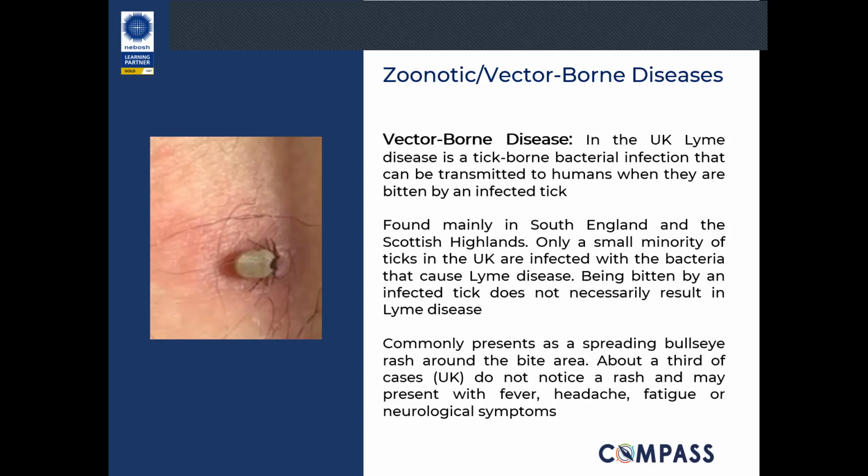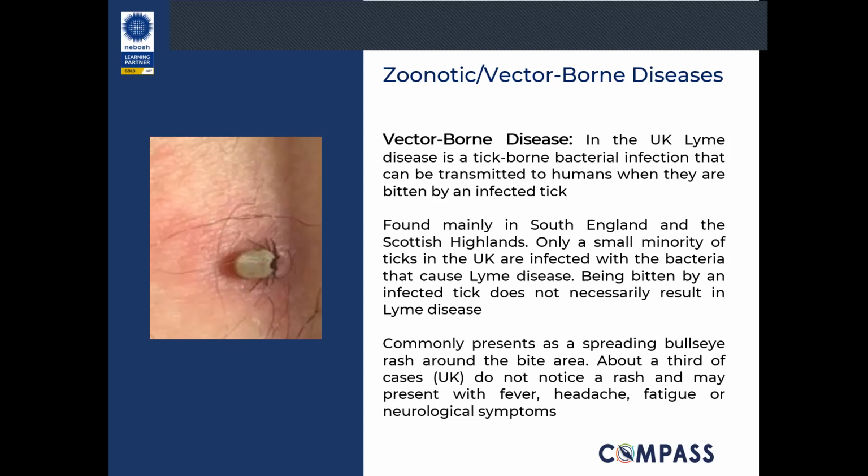Lyme disease. A tick-borne bacterial infection that can be transmitted to humans when they are bitten by an infected tick, found mainly in the south of England and the Scottish Islands. Only a small minority of ticks in the UK are infected with the bacteria that cause Lyme disease. Being bitten by an infected tick does not necessarily result in Lyme disease. Again, it comes back to the affinity, should we say, and susceptibility of people that are bitten.